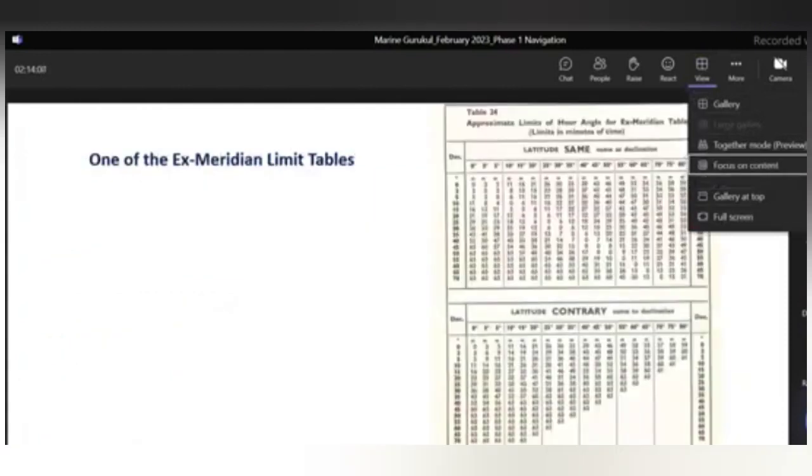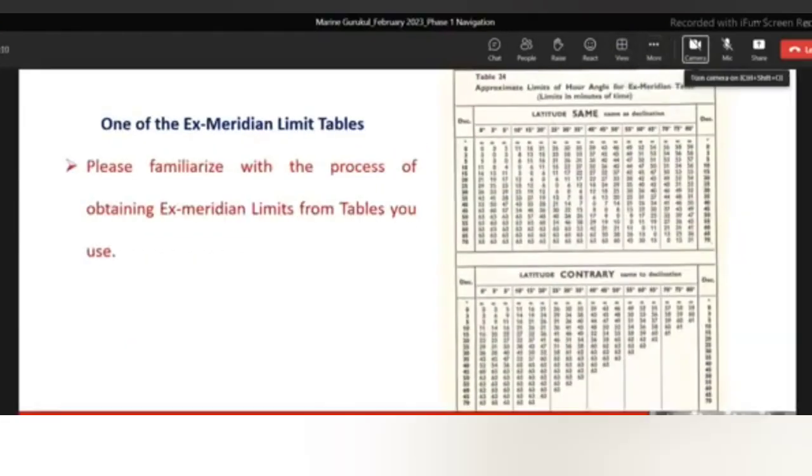One of the ex-meridian limit tables is as shown here on the screen, wherein you can use it with the declination of the body and the observer's latitude, with different tables for same and contrary names. Now this is Burton's table, beta. We are not using Burton's, we are using Norie's tables. So we will use Norie's tables only, ex-meridian tables 1 and 4.